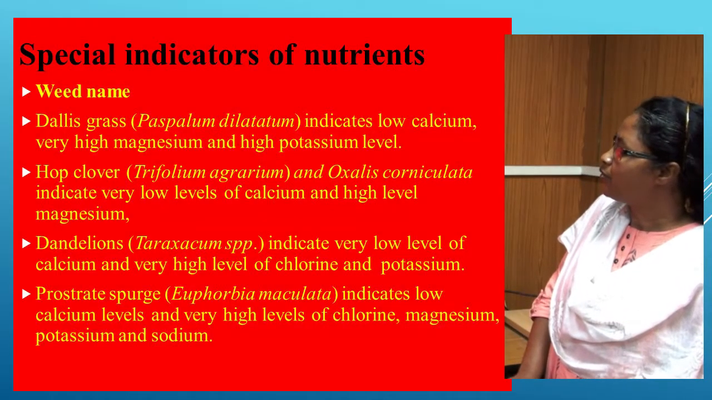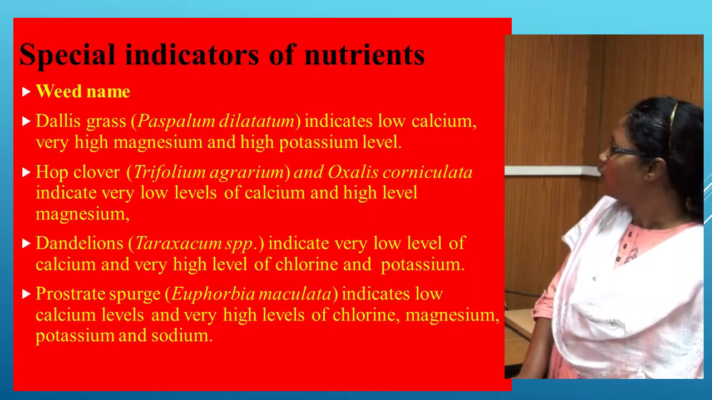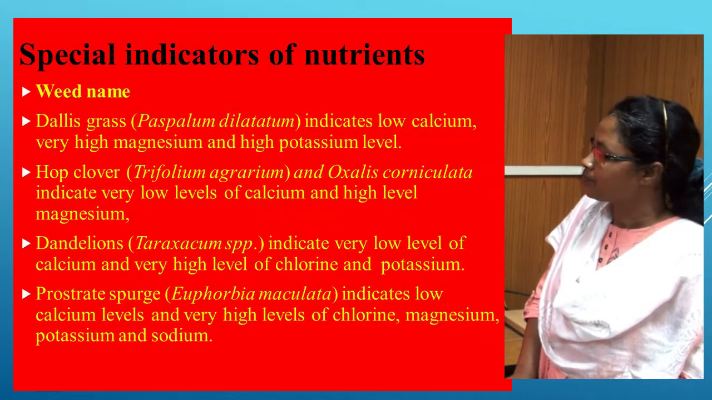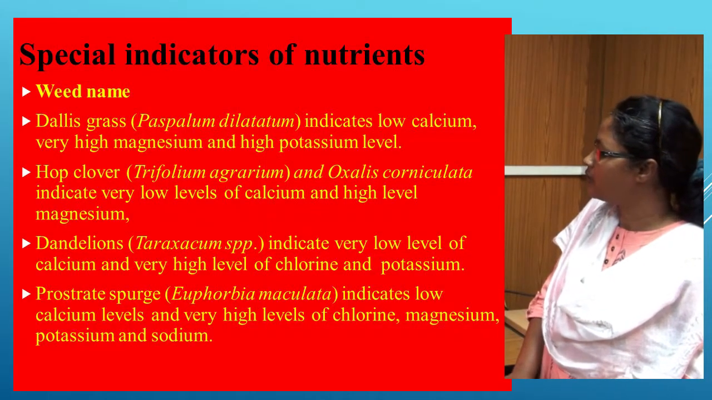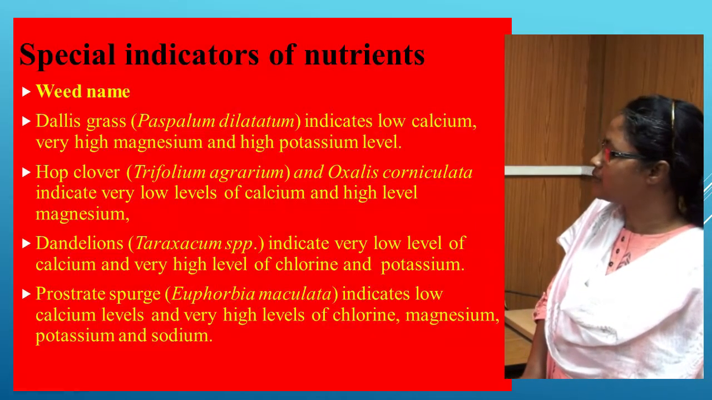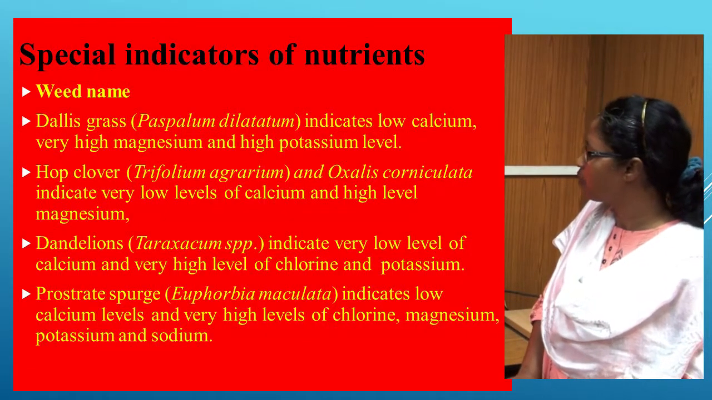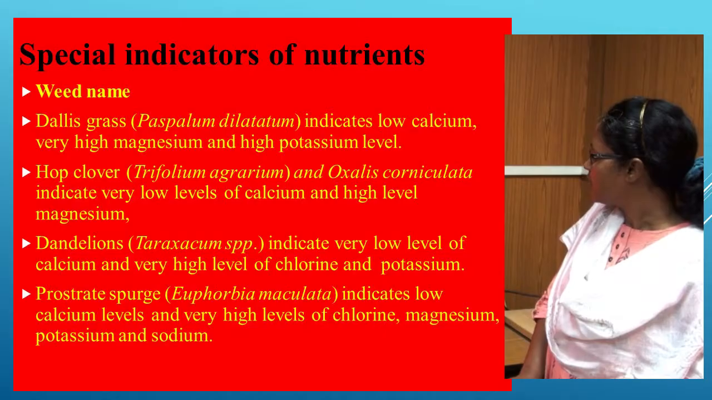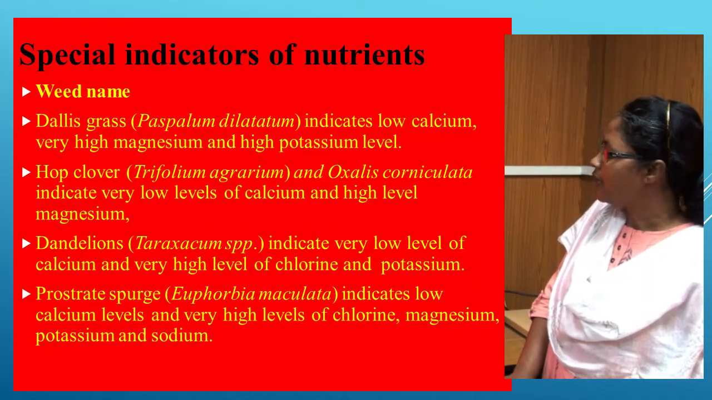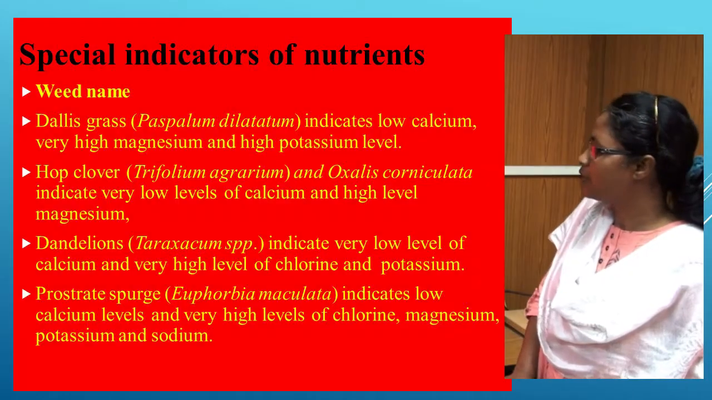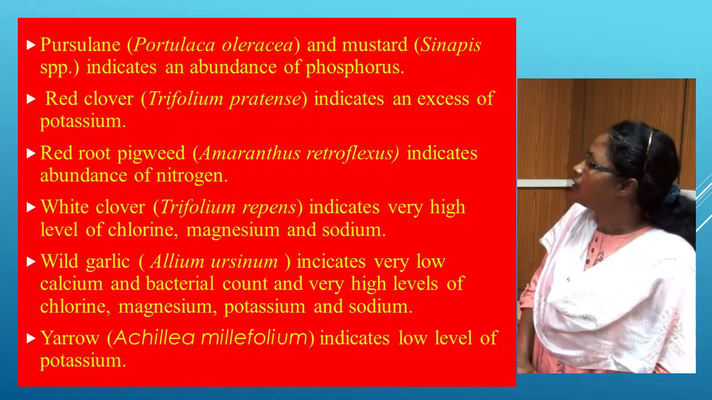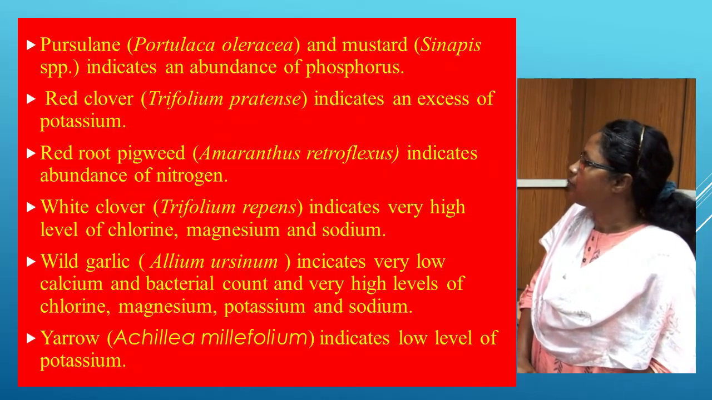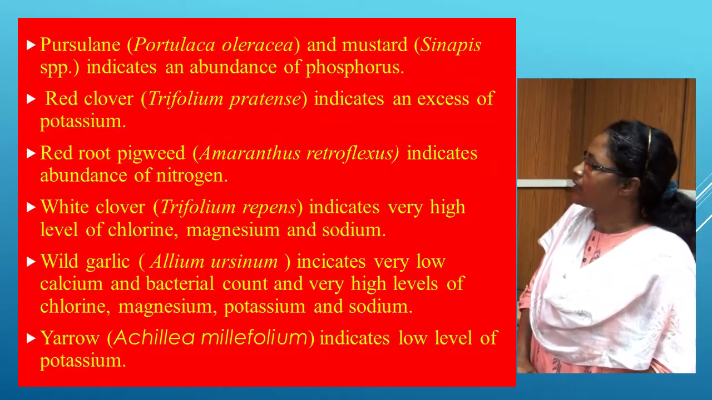Hop clover or Trifolium agrarium and Oxalis corniculata indicate very low levels of calcium and a high level of magnesium. Taraxacum species, that is dandelion, indicates very low levels of calcium and very high levels of chlorine and potassium. Prostrate spurge, that is Euphorbia species, indicates low calcium and very high levels of chlorine, magnesium, potassium and sodium. Portulaca oleracea and mustard indicate an abundance of phosphorus, whereas red clover, Trifolium pratense, indicates an excess of potassium.